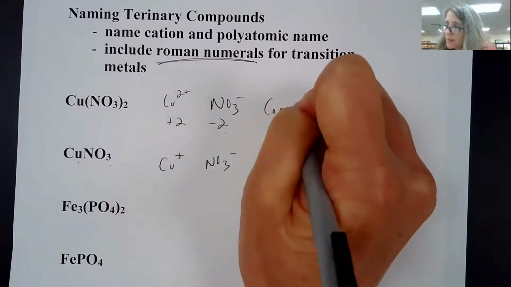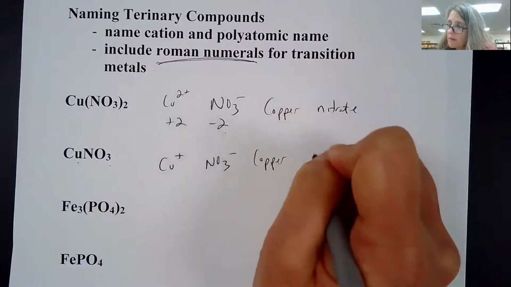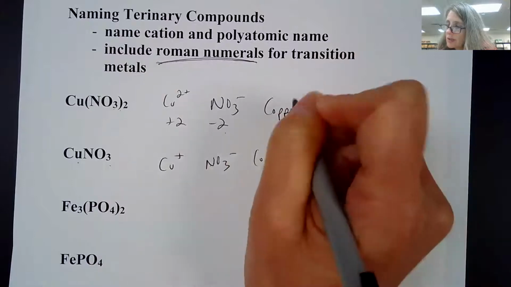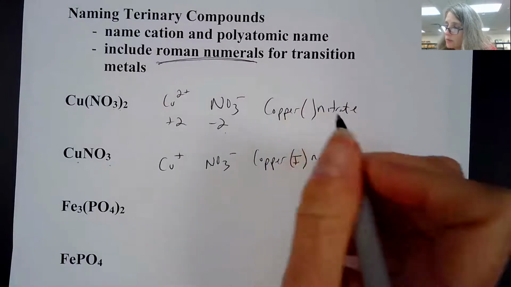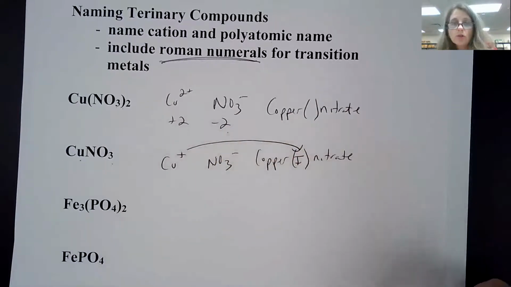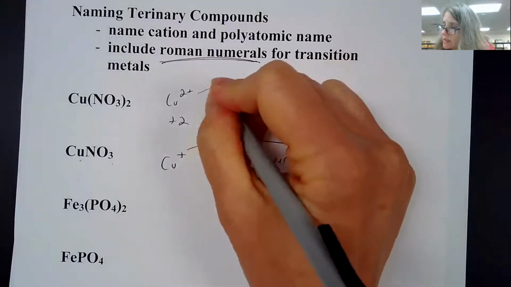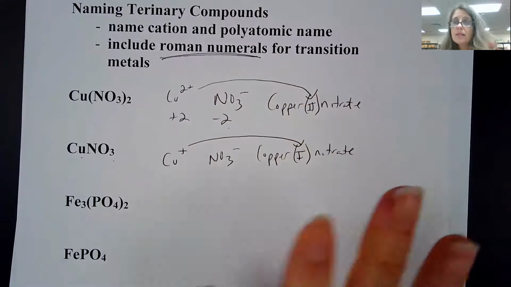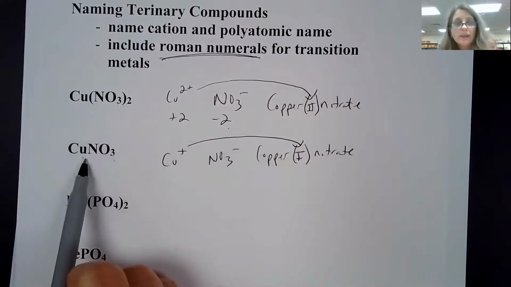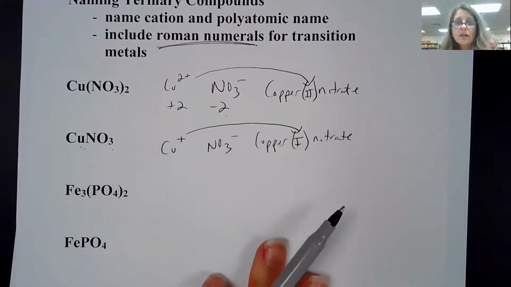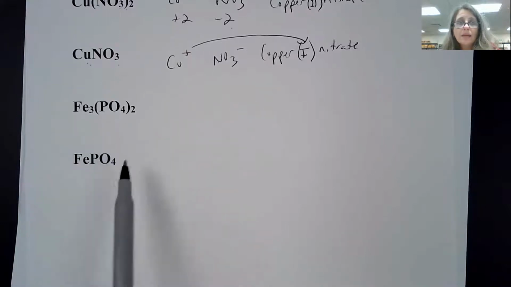So this is copper nitrate, both of them are, but since both of them have a different charge, I need to put in parentheses what that charge is. So this is Roman numeral 1 because it is a +1 charge, and this is Roman numeral 2 because this is a +2 copper. It has nothing to do with how many you have in the formula. Both of these only had 1 copper in them, but it has to do with the charge. So see if you can write the names of these 2.